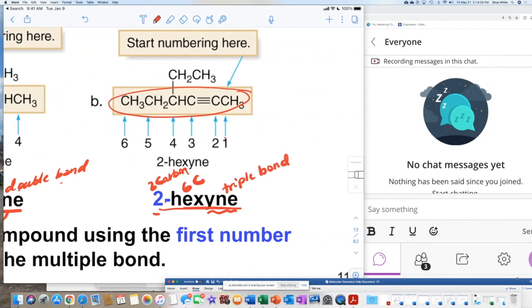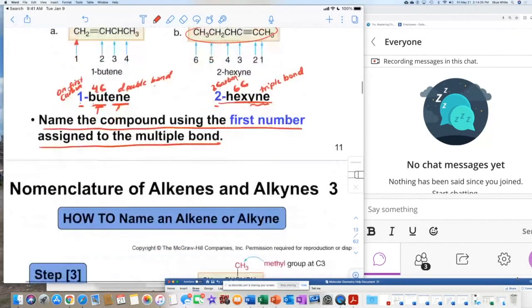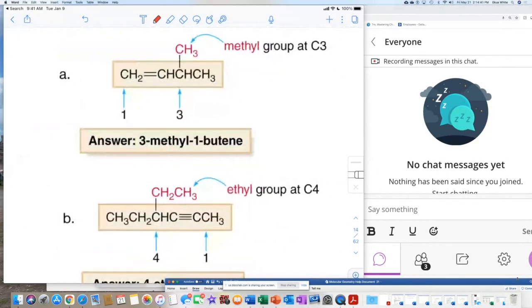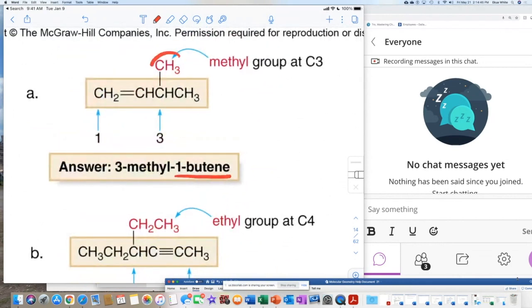Now we're finally going to deal with the side group. It says name the compound using the first number assigned to the multiple bonds. So here we are. Now we're moving on and finally getting to the side group and adding that in. We already did this part here, right? So just like we did yesterday, if the side group has 1 carbon, guess what it's called? Methyl. That part hasn't changed. All side groups end with "-yl". I know. So methyl, propyl, ethyl, butyl. So if it ends with "-yl", it's a side group.